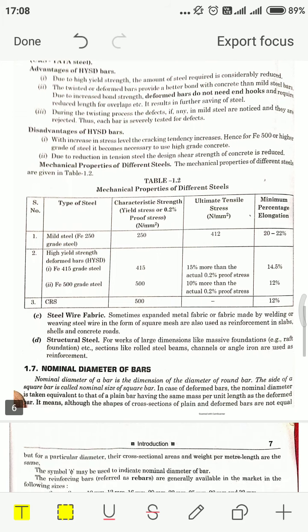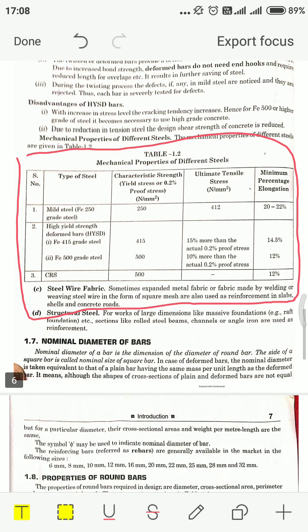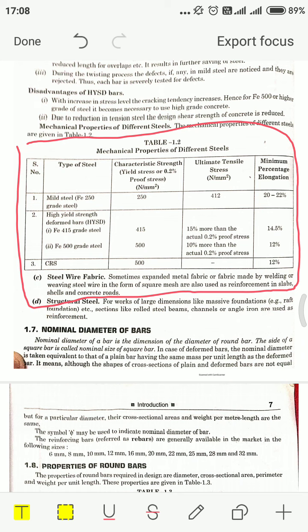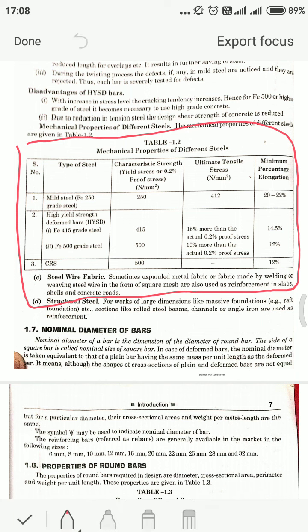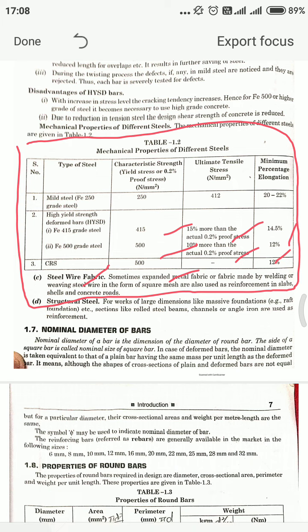Mechanical properties of the different steels. So here is the table of the mechanical properties of the different kinds of steels. Here we can see the mild steel Fe250 and its characteristic strength, ultimate tensile stress, and minimum percentage of elongation. We can also see the Fe415 grade steel, its characteristics, its ultimate tensile strength and minimum elongation. Fe500 grade, its ultimate strength and minimum elongation. CRS 500 has its characteristic strength and 12% is the minimum elongation.